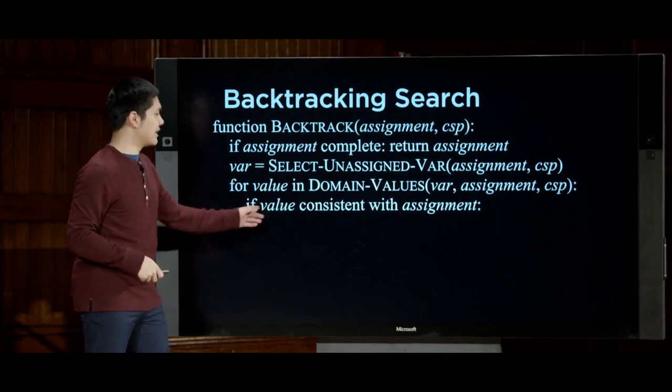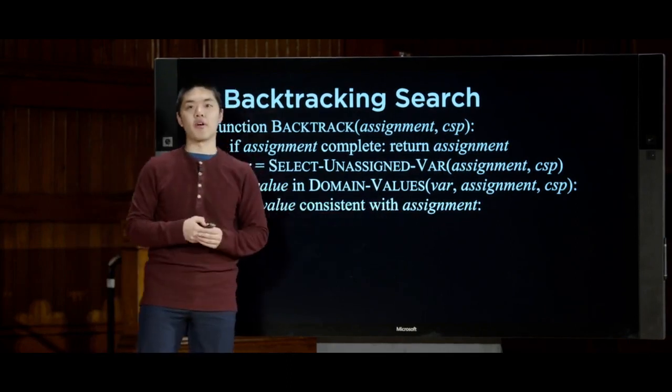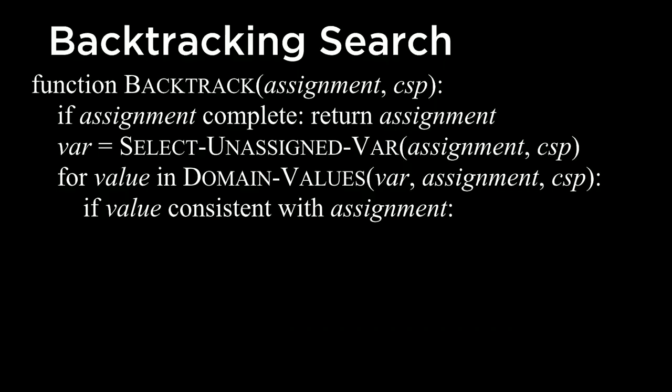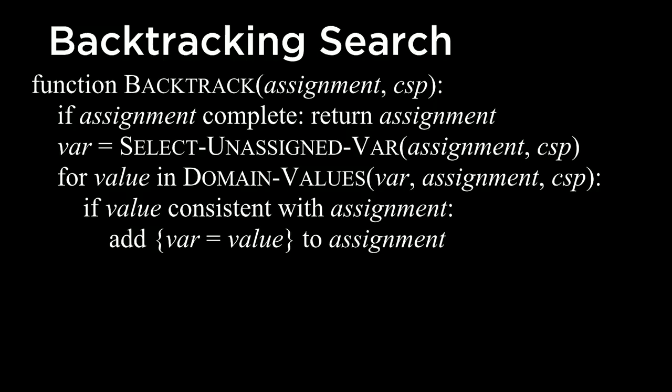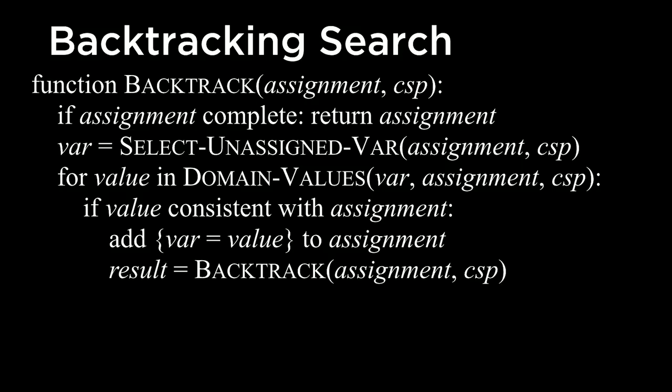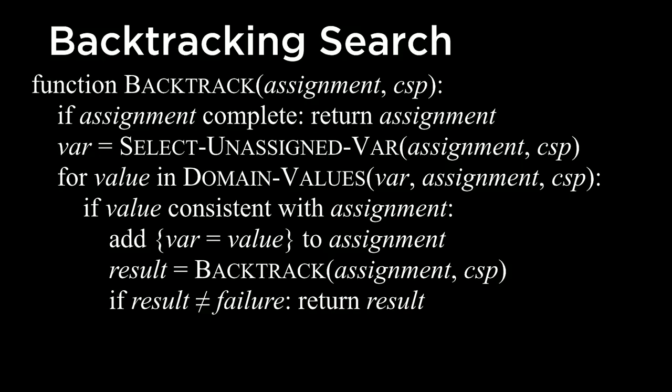So if the value is consistent with the assignment so far, it doesn't violate any of the constraints, well, then let's go ahead and add variable equals value to the assignment, because it's so far consistent. And now let's recursively call backtrack to try and make the rest of the assignments also consistent. So I'll go ahead and call backtrack on this new assignment that I've added the variable equals value to. And now I recursively call backtrack and see what the result is. And if the result isn't a failure, well, then let me just return that result.